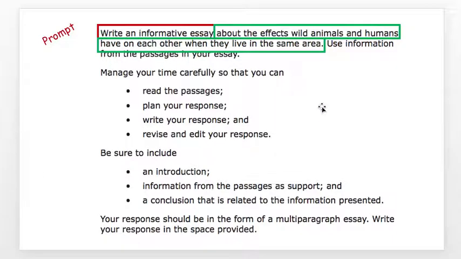And I can go further into this writing prompt, and it's saying use information from the passage. It's giving me my steps: I need to read the passages, plan my response, write it, and then edit and revise it. It's also giving me a checklist that's saying I need an introduction, information from the passages to support, and a conclusion. So it's giving me all the information I need right here in my prompt to write my informative essay.